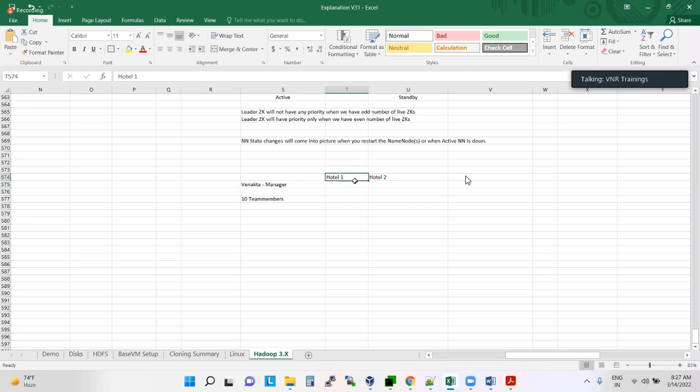Now how will I select which hotel to go to today? I'll ask all my 10 team members to select. Team member 1, tell me your preference. Team member 1 says I prefer hotel 1. Team member 2, I prefer hotel 2. Team member 3, hotel 2. Team member 4, hotel 2. Team member 5, hotel 1. Like this I will collect the votes from all 10 team members. Yes or no?